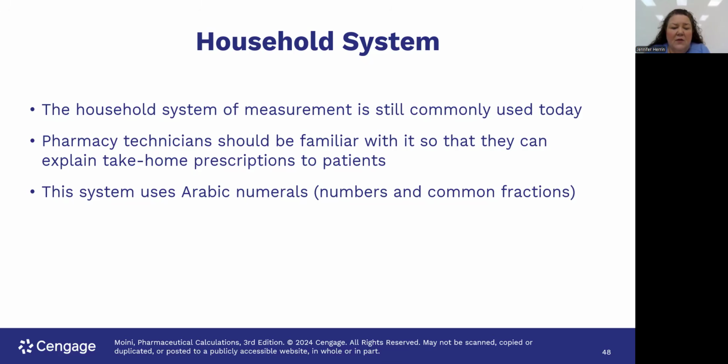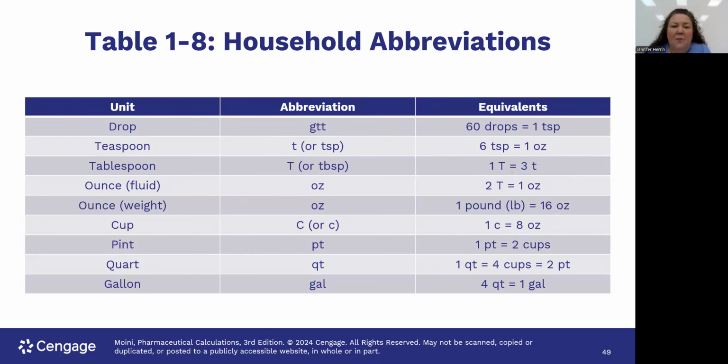This system uses Arabic numerals, numbers, and common fractions. So you're not going to see too many Roman numerals with your household system of measurement. So table 1-8 has household abbreviations such as drop being abbreviated as GTT, and it also tells you some equivalents there on the far right hand side of this table. 60 drops is equivalent to 1 teaspoon.